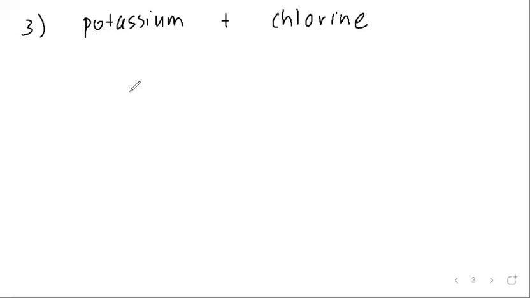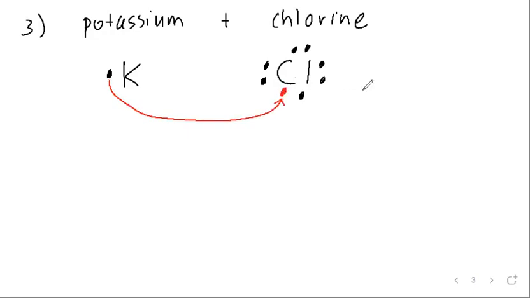Okay, so for the first one, to try on your own, the Lewis symbols for potassium and chlorine, and show them reacting together, and then write the resulting Lewis structure as well as the formula for the resulting ionic compound. Potassium has 1 valence electron, chlorine has 7 valence electrons. Potassium is a metal. It's going to tend to give up its electrons to make a cation, and chlorine is a nonmetal. It's going to gain electrons to make an anion. So potassium is going to transfer its 1 electron to chlorine.